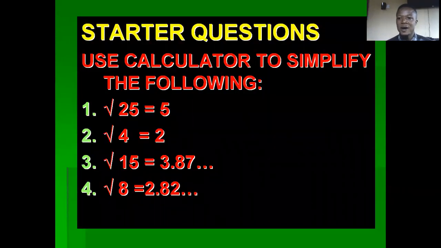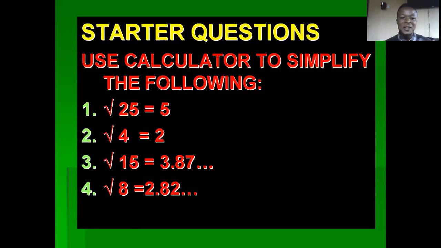Okay, now before I introduce the topic, I want to leave you with these starter questions. It will help you to master the topic at hand vividly. Use a calculator to simplify the following. So wherever you are, get your calculator and try to simplify the questions below. You can see square root of 25, square root of 4, square root of 15, and square root of 8.